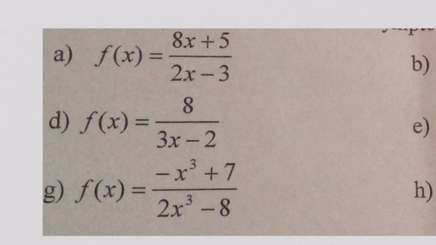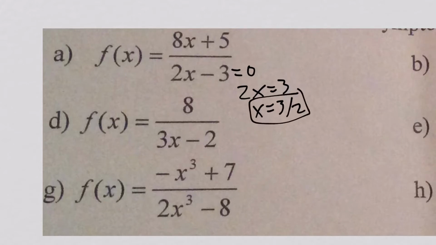So if we have 2x minus 3, if we set that equal to 0, then we would get 2x equals 3, and x equals 3 halves. So that will be the equation of my vertical asymptote, x equals 3 halves.